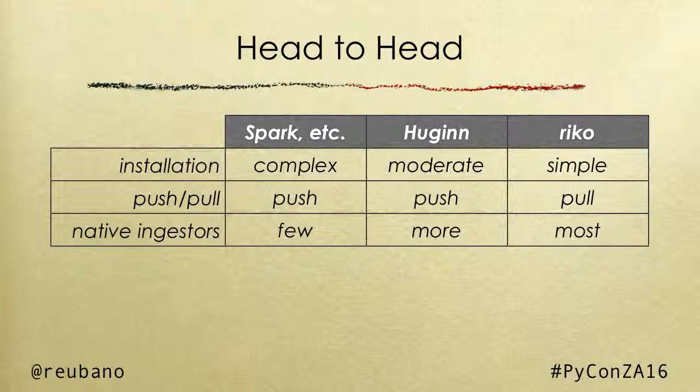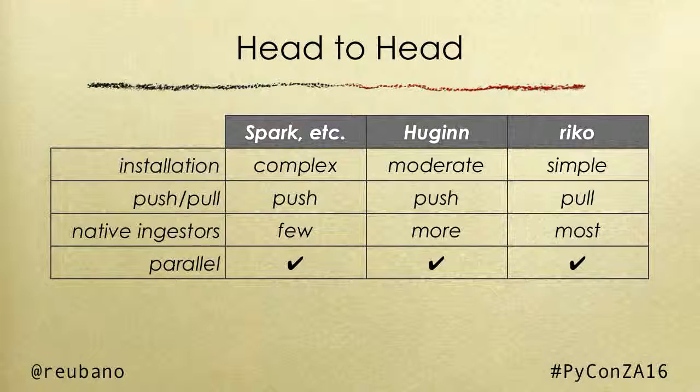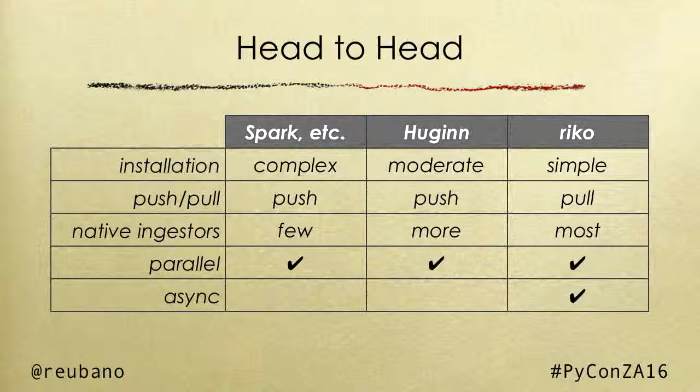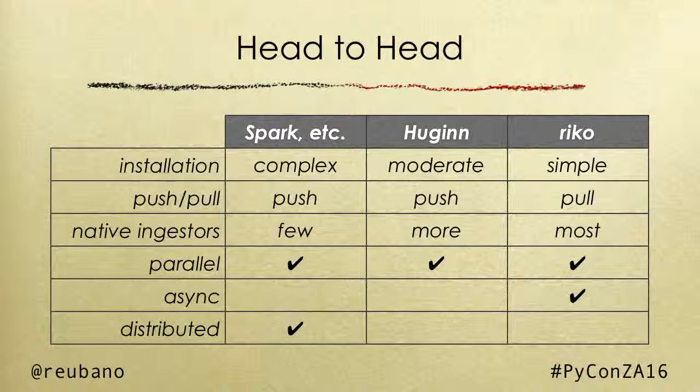Another difference is the ingesters with Spark and the others. They're usually just focused on text and JSON. Once you go to Qt, it adds RSS, and then when you're looking at Riko, it has even more ingesters. So it's able to parse HTML and XML as well. And then looking at being parallel, all of them, you're able to run in parallel mode. But as far as async, from what I've looked at, at least reading the websites and documentation, neither Spark or Storm or Qt have an async API. And then finally, distributed. Riko is meant to run on a single machine without a cluster, whereas Spark, Storm, et cetera, are designed for being distributed and running on multiple machines.